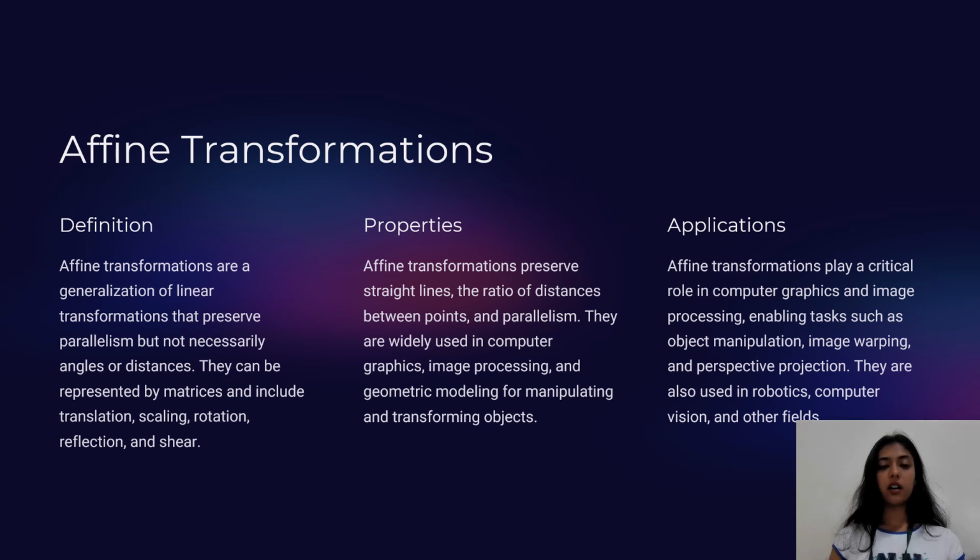The properties: affine transformations preserve straight lines, the ratio of distances between points, and parallelism. They are widely used in computer graphics, image processing, and geometric modeling for manipulating and transforming objects. Applications. Affine transformations play a critical role in computer graphics and image processing, enabling tasks such as object manipulation, image warping, and perspective projection. They are also used in robotics, computer vision, and other fields.